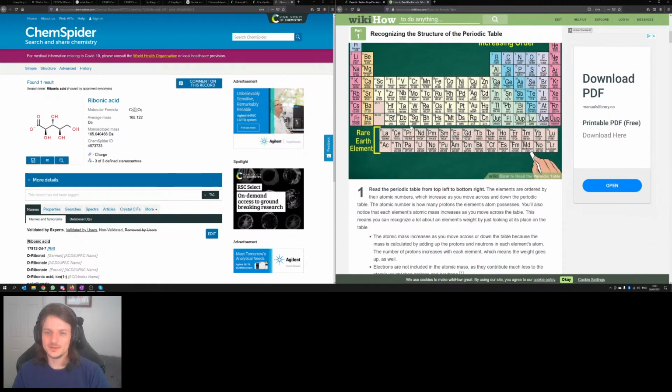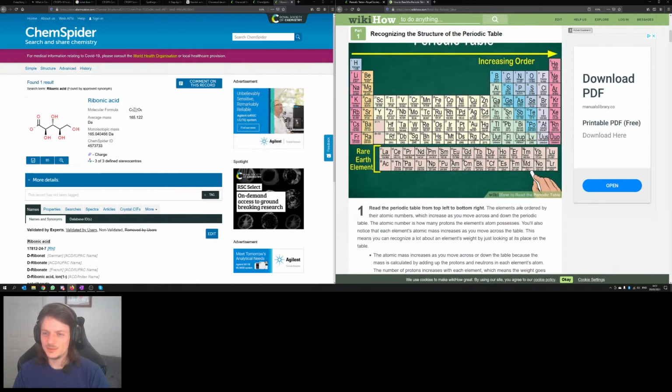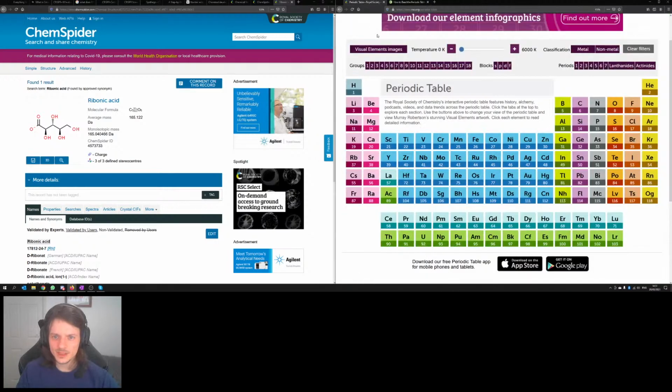Recognizing the structure of the table. Okay. Read the periodic table from top left to bottom right. The elements are ordered by the atomic numbers. Okay. Atomic numbers.